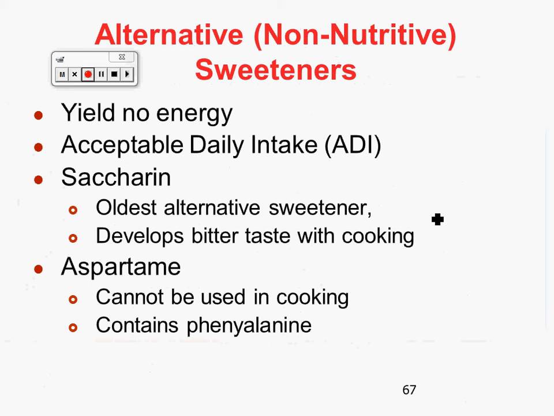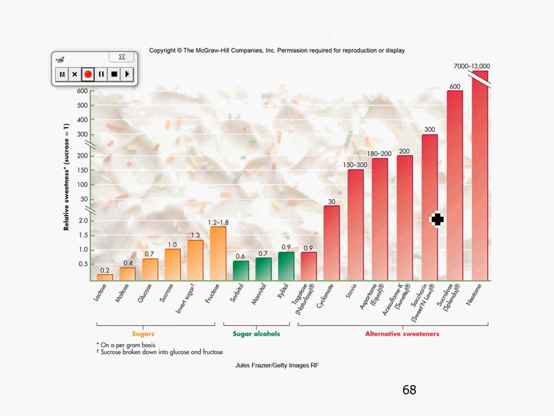Saccharin has a bitter taste when cooking. Aspartame can't be used in cooking. It contains phenylalanine. You're not supposed to get these hot. NutraSweet is aspartame, and in fact, they say in soda, it can be converted into methanol when it gets too hot. It's very dangerous. So you kind of watch. That's some other artificial sweeteners.